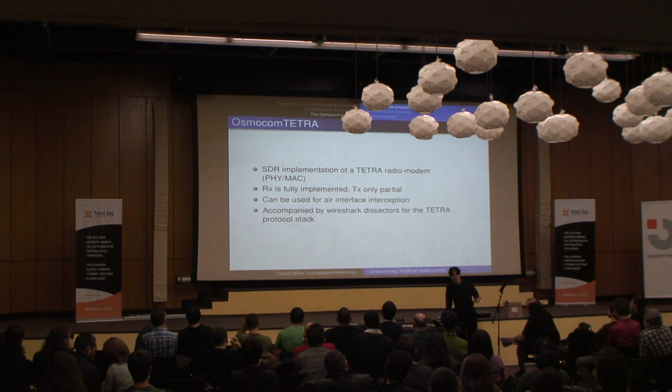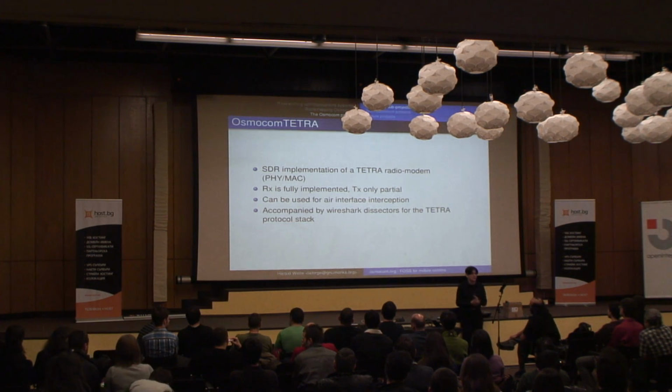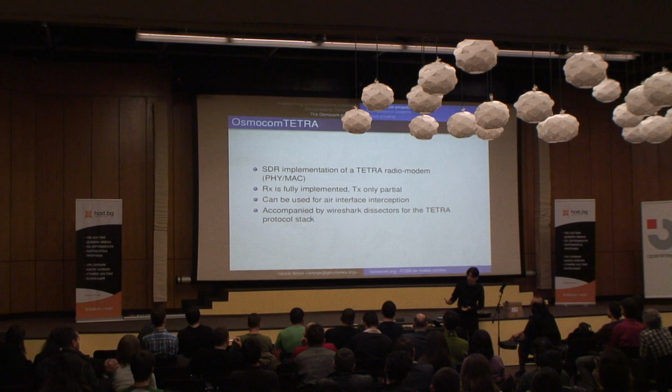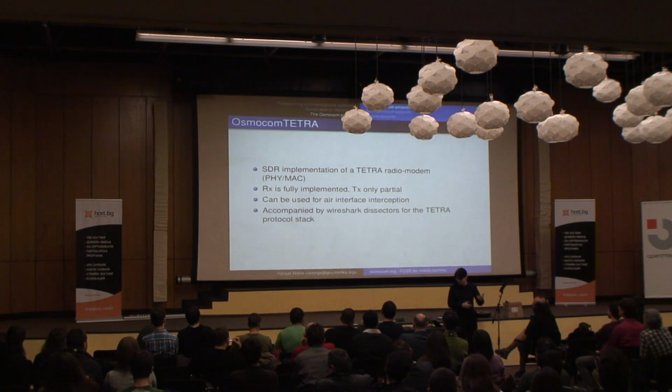Now, after we had done GSM, we moved further and we thought, well, there are other communication systems out there. One of them is TETRA. I'm not sure how many of you have heard of TETRA. It's used as a police and emergency services radio system all over Europe. It's also used by a lot of private entities like airports or harbors, large container harbors. We implemented a software-defined receiver for it, plus a protocol stack for the receive side and Wireshark dissectors.